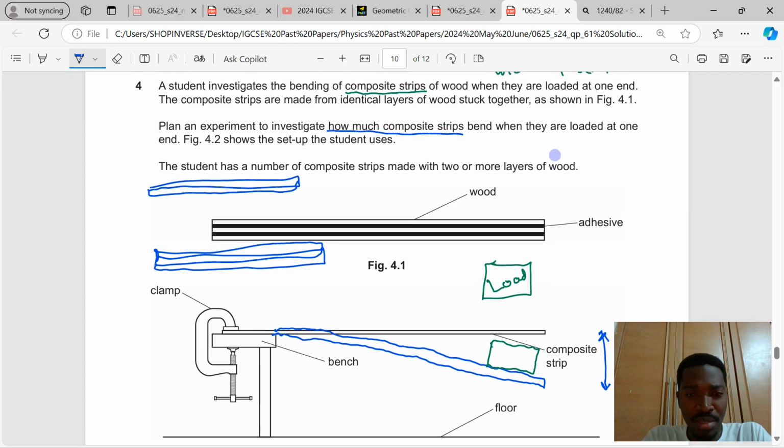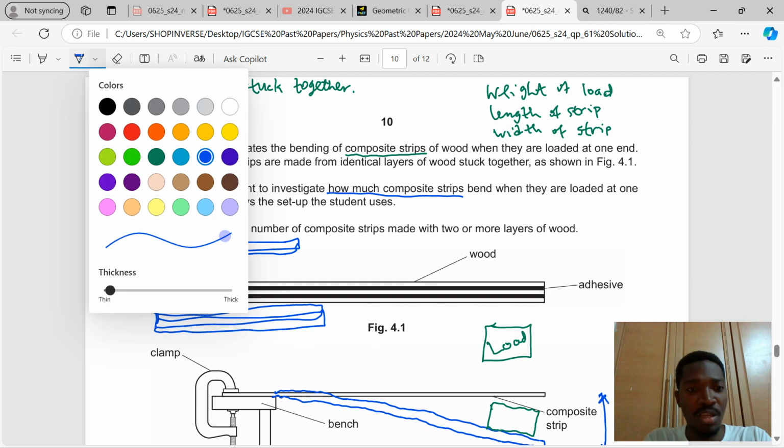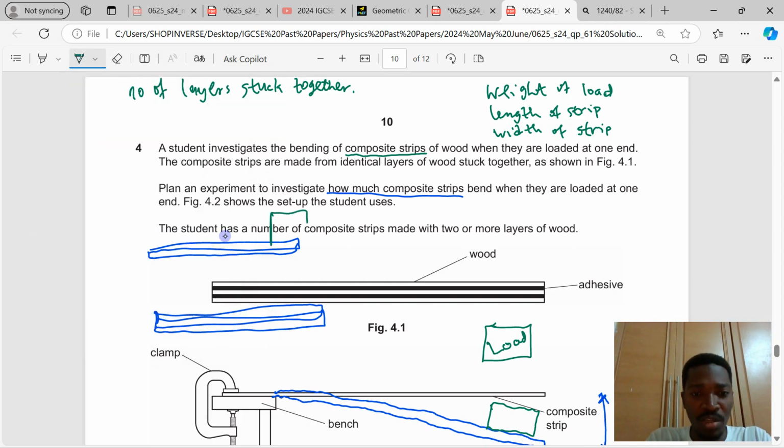What will you do? Now, these are things you can do. You can plan the experiment in terms of the number of layers that are stuck together. So you can have two layers of wood and then you attach a load. So when you attach a load here, what happens? It bends. Then you go to the one with three layers of wood, apply a load again. Which one would bend more? The one with two layers of wood will bend more. Why? Because it's not as strong as the one with three layers of wood. So you can plan these experiments in terms of the number of layers of wood, increasing the number of layers of wood and increasing the load.